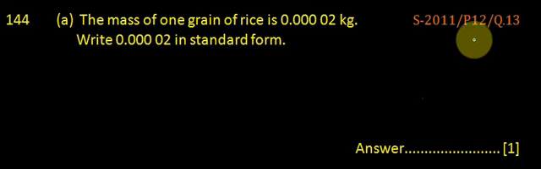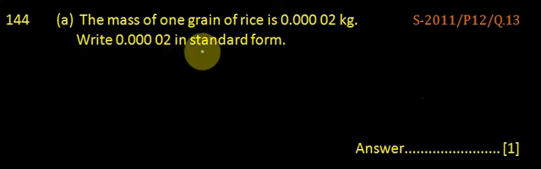Question number 13, paper 1, variant 2, June 2011. The mass of one grain of rice is 0.00002 kg. Write this in standard form.